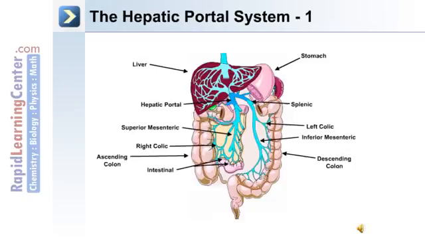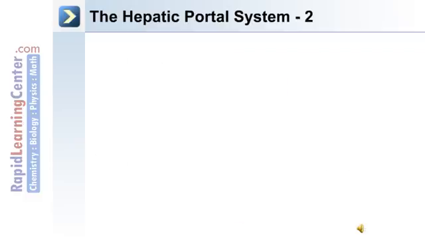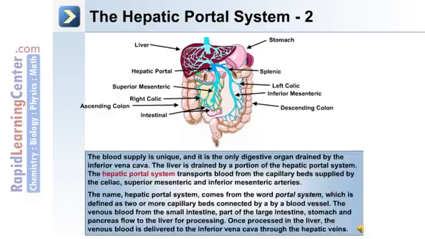During digestion and absorption, blood with nutrients is delivered from the intestines to the liver for processing. The hepatic portal system includes the left colic, the splenic, and the inferior mesenteric on the left side of the body, and the superior mesenteric and right colic on the right. The liver is unique in that it's the only digestive organ drained by the inferior vena cava.